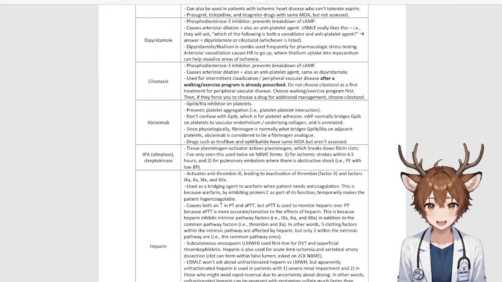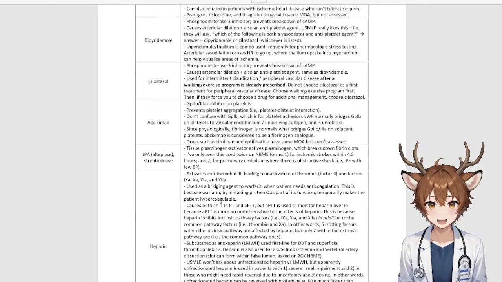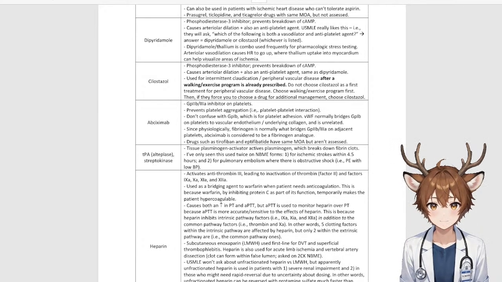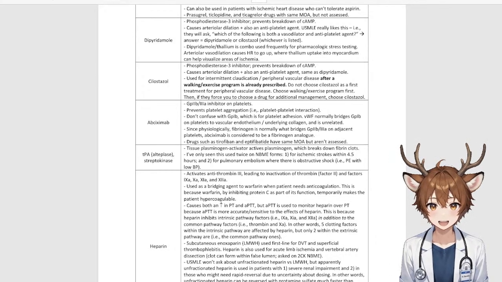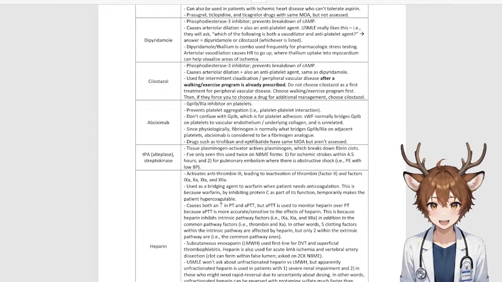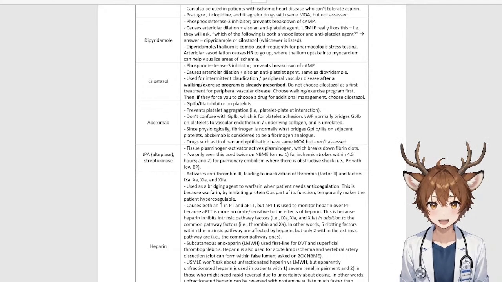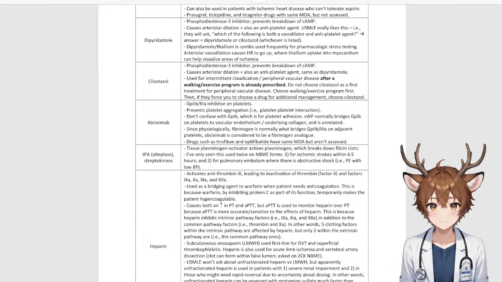Cilostazol, a phosphodiesterase 3 inhibitor, prevents breakdown of cyclic AMP, causes arteriolar dilation, and is also an antiplatelet agent, same as dipyridamole. It is used for intermittent claudication / peripheral vascular disease after a walking / exercise program is already prescribed. Do not choose cilostazol as the first treatment for peripheral vascular disease. Choose a walking / exercise program first. Then, if they force you to choose a drug from additional management, choose cilostazol.